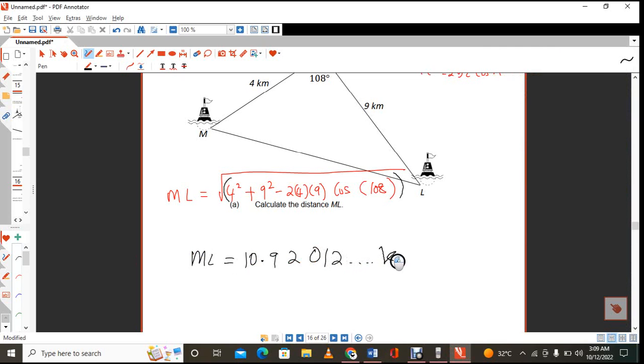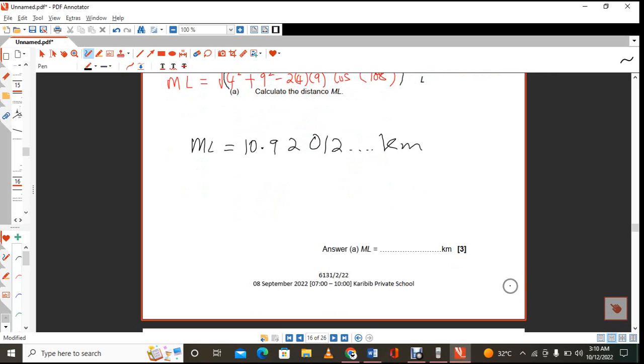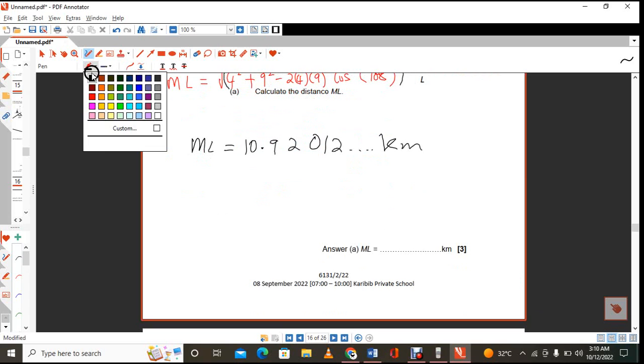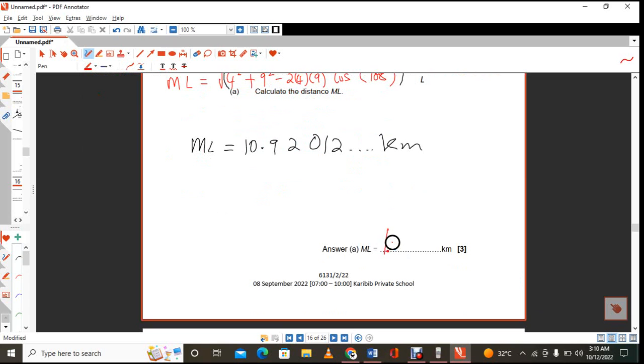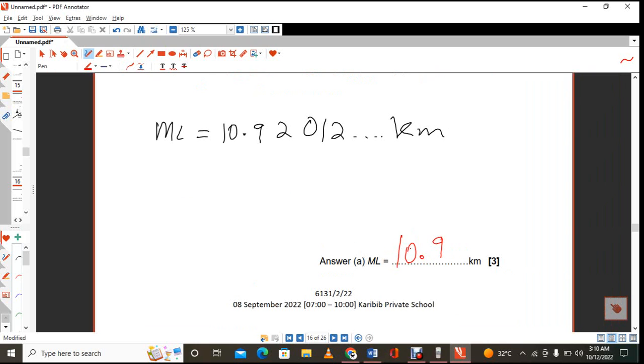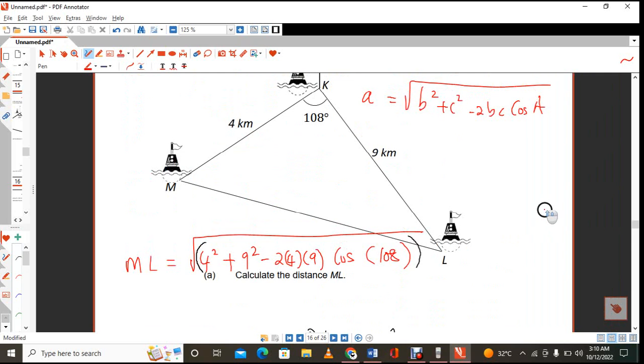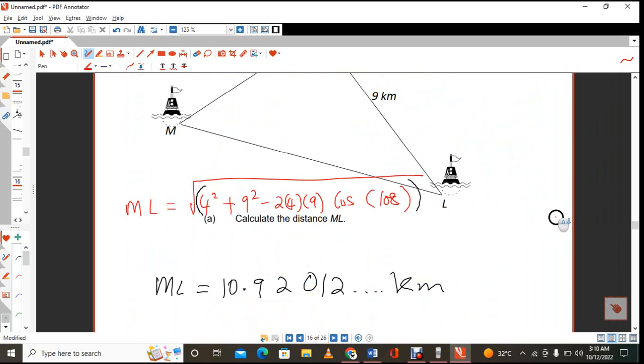So this is going to be kilometers. They are looking for the answer to 3 significant figures, so the acceptable answer would be 10.9. I had to make this a bit smaller for you to be able to see the diagram, and also to understand that you must use the cosine rule there.